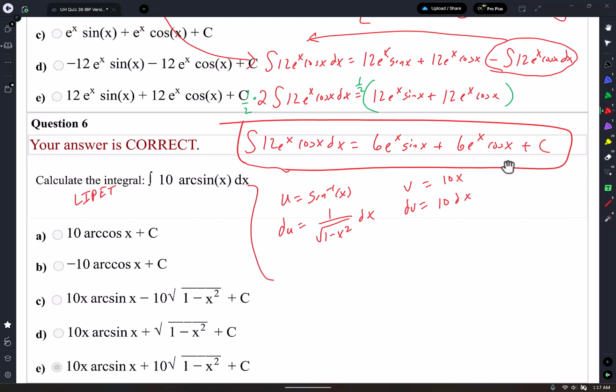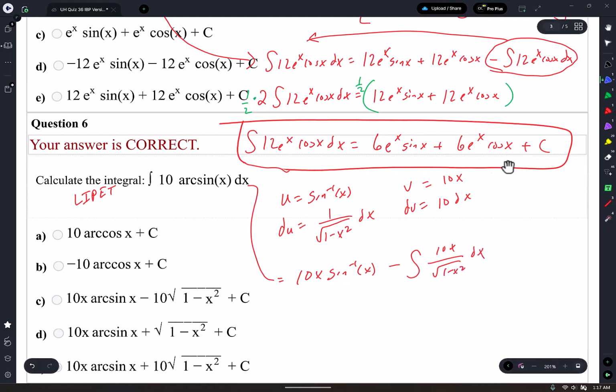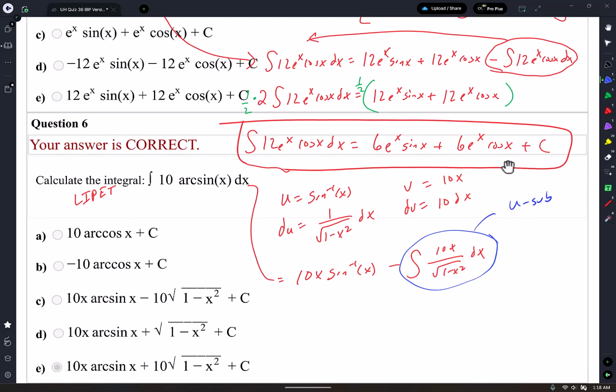So the antiderivative of this is going to be uv. So u and then v: 10x arc sine of x minus the integral of v du. So v du, so 10x over the square root of 1 minus x squared with a dx on the side. And then when you get to here, you're like, well, what do I do now? So on that, you just do u-sub, guys. And you've been doing u-sub for a while now, hopefully.